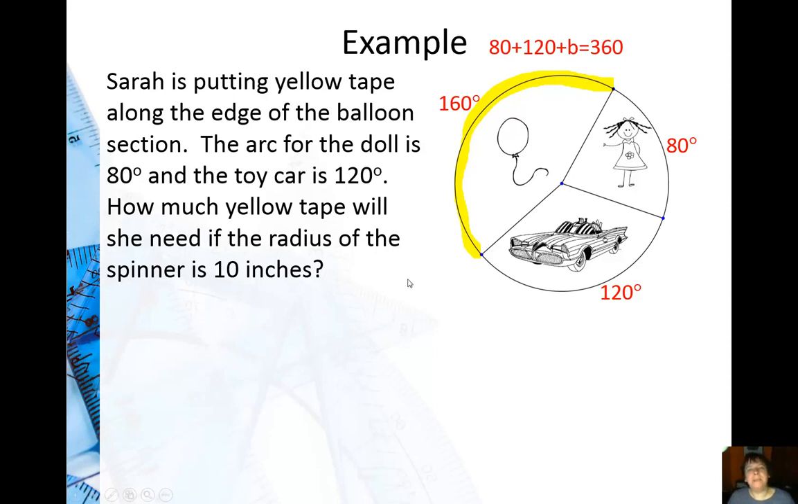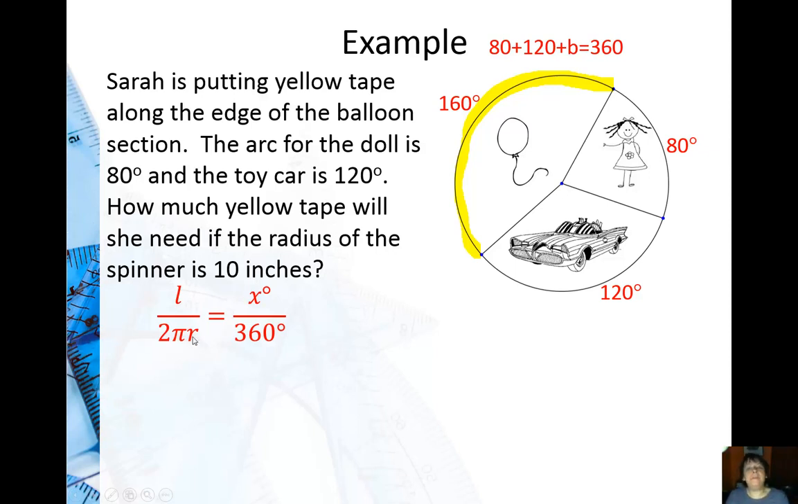The next step is to set up my proportion. This gives me the measure in degrees, but I'm looking for the length. So it's going to be some measure of inches. And in fact, I could kind of guesstimate this. I know the distance all the way around is 2 pi times the radius. So let's say pi is about 3. 2 times 3 is 6 times 10. All the way around is about 60 inches. And I'm almost halfway around. So my answer, I bet you, is less than 30 inches. So let's set up our proportion and find out.